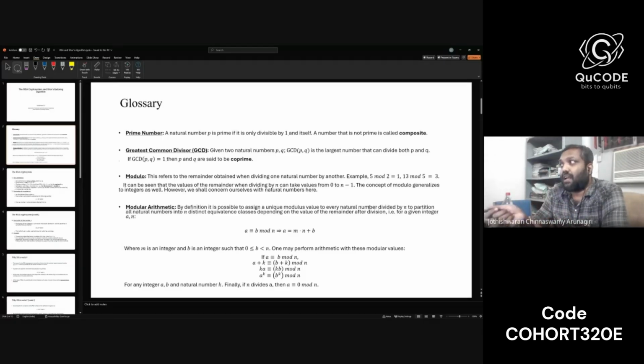If GCD of p and q is equal to 1, then p and q are said to be coprime. Now, then there is this notion of modulus, or modulo. Modulo refers to the remainder obtained by dividing one natural number by another. So when I say I'm dividing the number 5 by 2, then 5 mod 2 is equal to 1. 13 mod 5 is equal to 3. So it is essentially the remainder. When I divide, I have a dividend and a divisor, and the dividend is equal to the divisor times the quotient plus a remainder. That remainder is what we call the modulo.